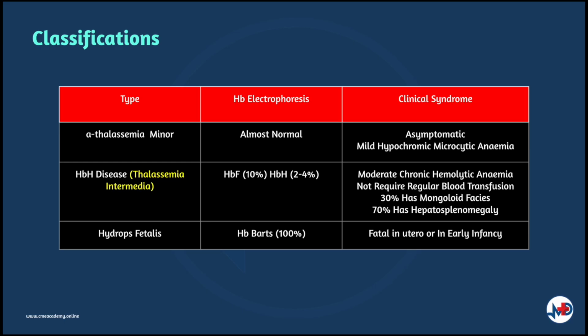Then we have hemoglobin Bart's hydrops fetalis, where there is deletion of all 4 alpha globin genes or 0 functional alpha globin genes. The fetus will be incompatible with life due to ineffective transport of oxygen, causing death in utero or in early infancy. And this is usually associated with complications such as eclampsia and obstructed labor.